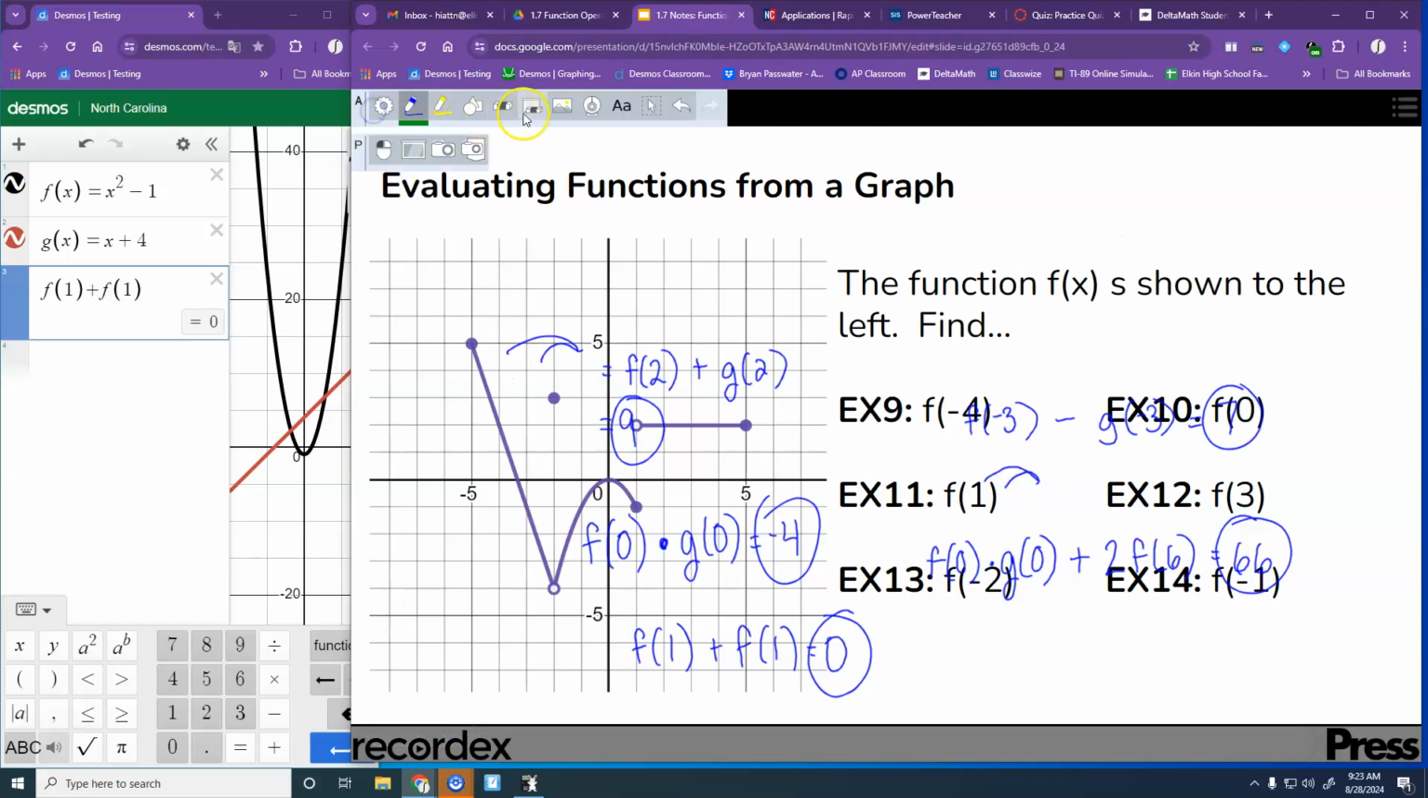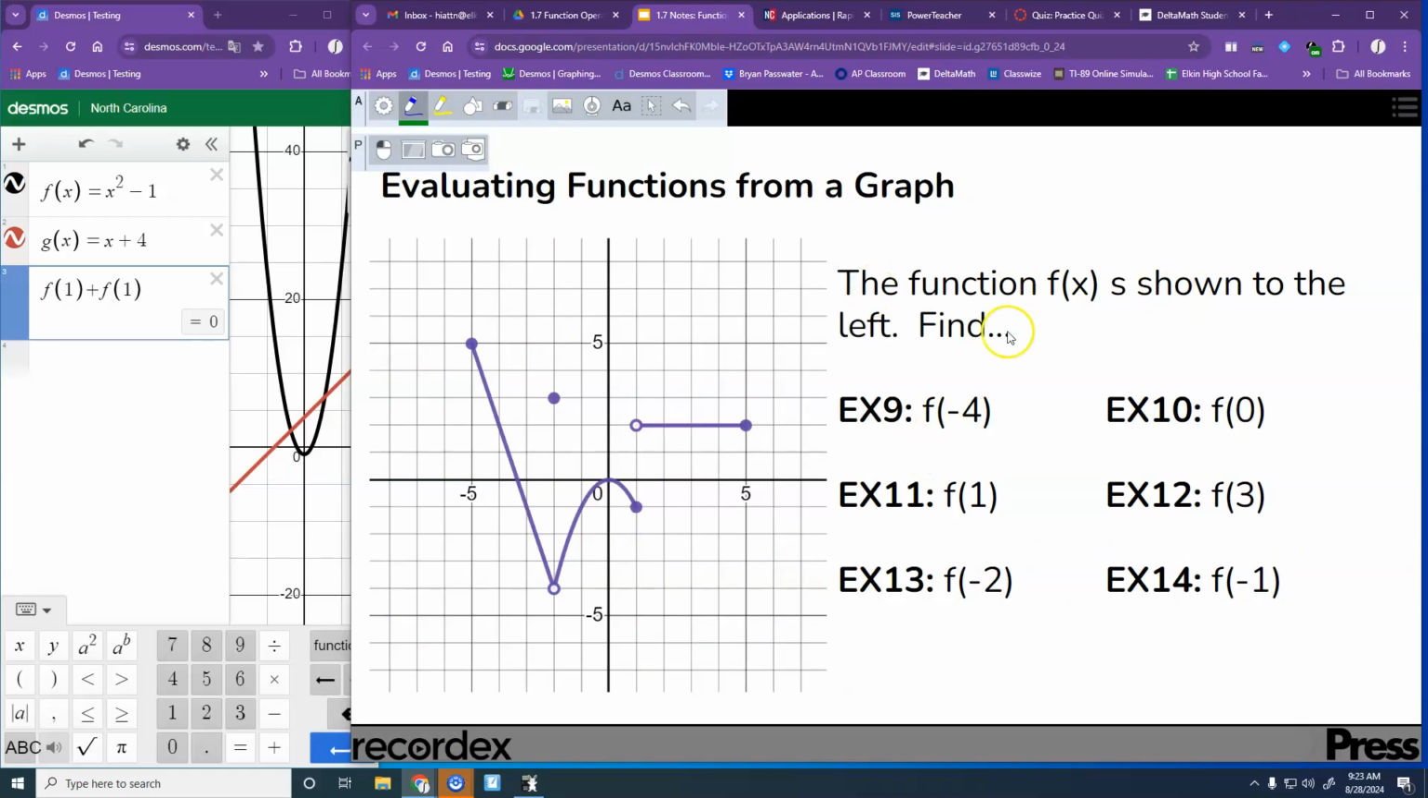Okay, now here's the one we can't really use Desmos on. If they give us a graph, okay? You were already doing this last night with the piecewise functions. If I want f of -4, okay? -4 is right here. I go up or down until I get to the point. That's this point right here. What is the value of f of -4? It is 2. I'm looking over there at that y-axis.